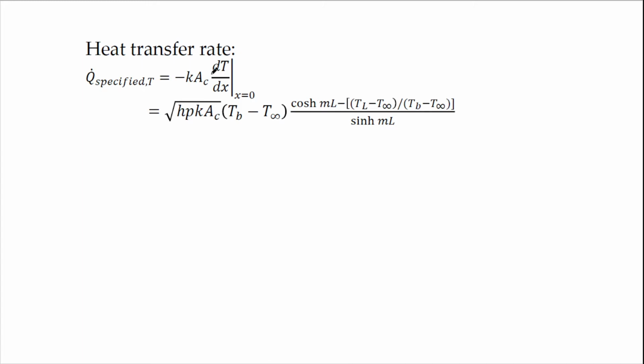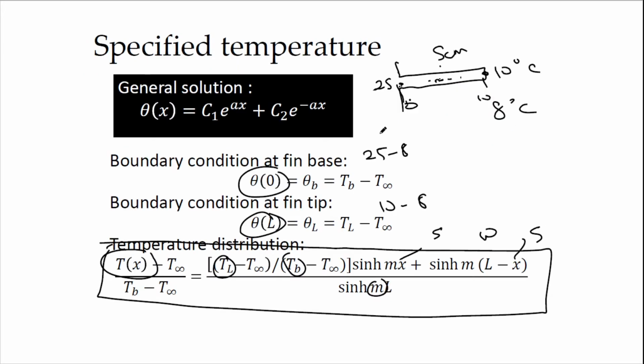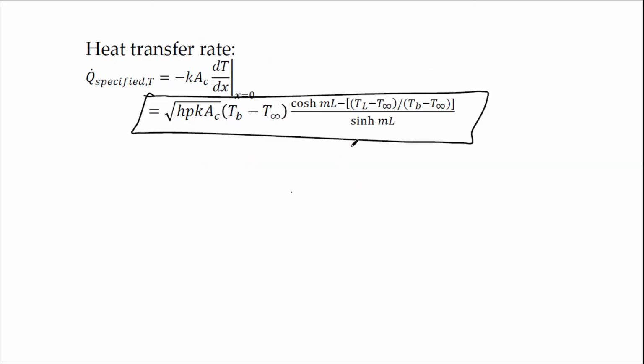So if you want to calculate the heat transfer rate for this sort of boundary condition, you need to use this equation. Yes, it seems mathematically very lengthy, but we are going to use the equation straight away. We don't need to derive it. Of course the derivations are there, but not covered in the chapter.